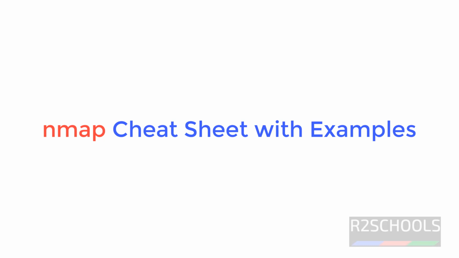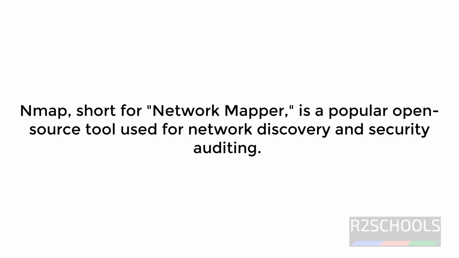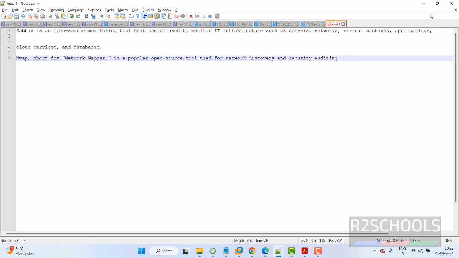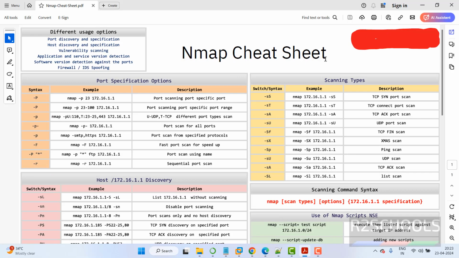Hello guys, in this video we will see Nmap cheat sheet with examples. Nmap is short for network mapper. It is a popular open source tool used for network discovery and security auditing. We are going to use this Nmap cheat sheet. I will keep this sheet in the video description.